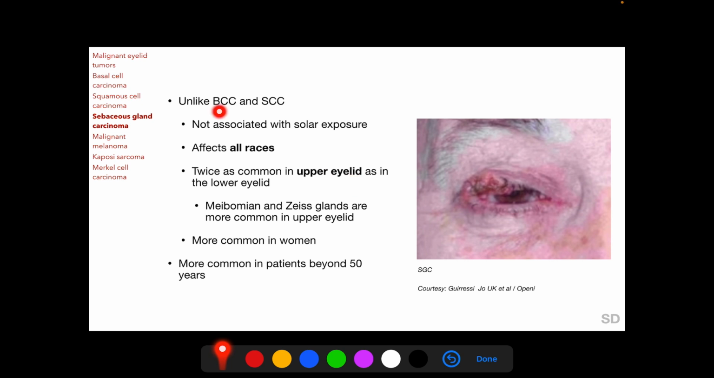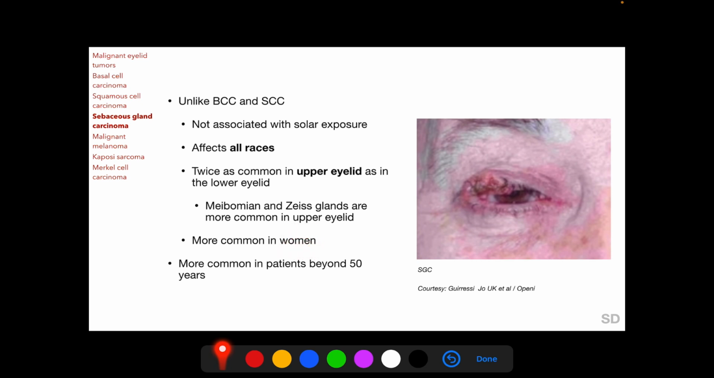We had seen that basal cell carcinoma and squamous cell carcinoma have a predilection for the lower eyelid because the lower eyelid is said to be more exposed to sunlight. Sebaceous gland carcinoma is said to have a predilection for the upper eyelid because meibomian and Zeiss glands are more common in the upper eyelid, and sebaceous gland carcinoma is more common in women.